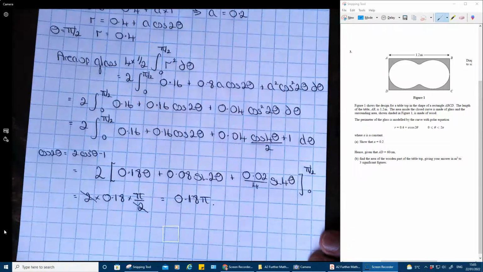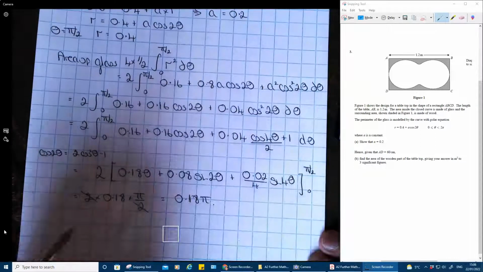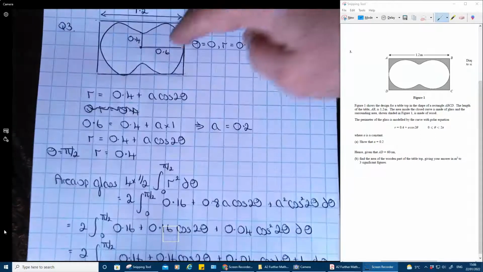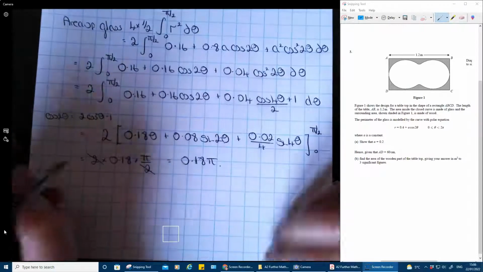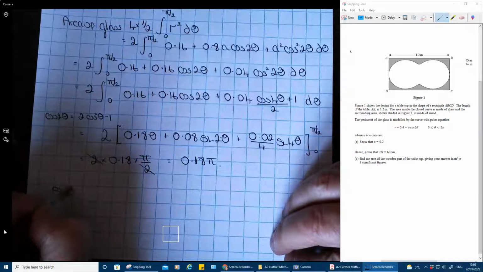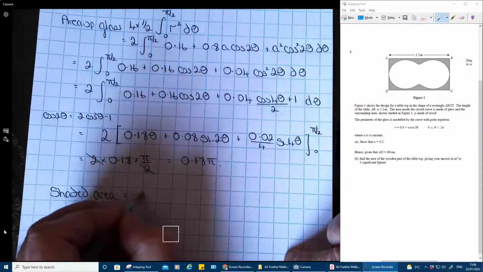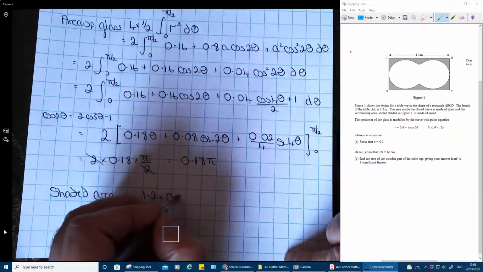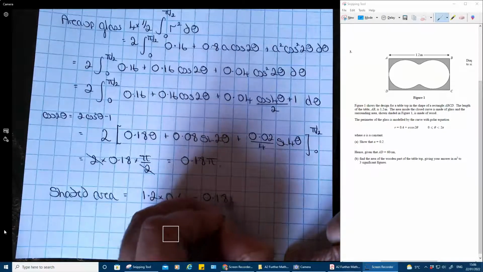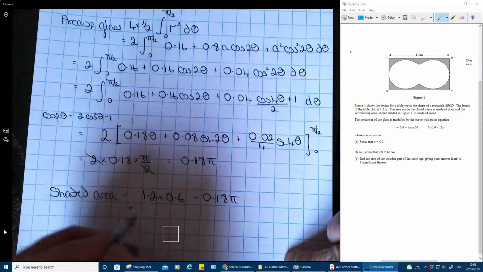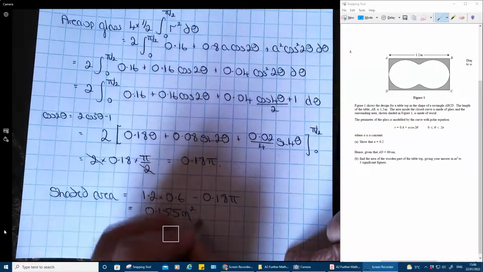Okay, and then that's the area inside the curve, inside the white area. Now we've got the area that we want, which is the shaded area. It equals the area of the rectangle take away the area of the glass, and we end up with 0.155 square meters.